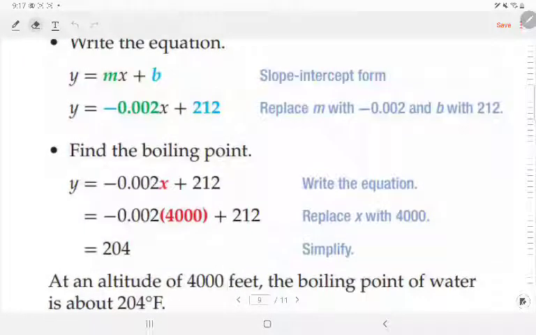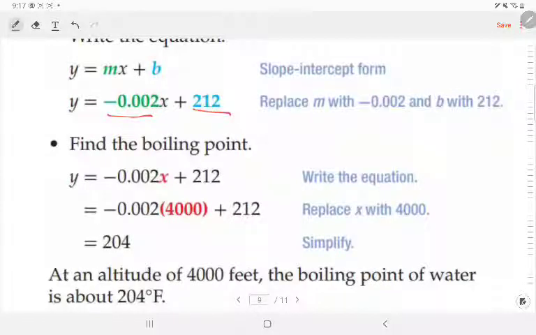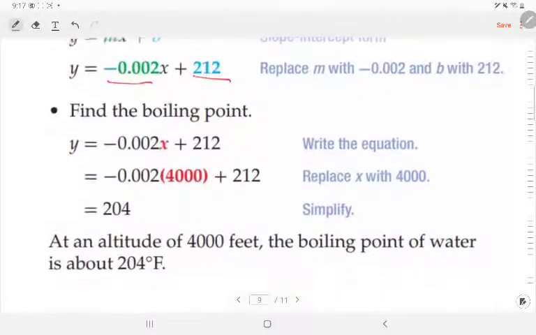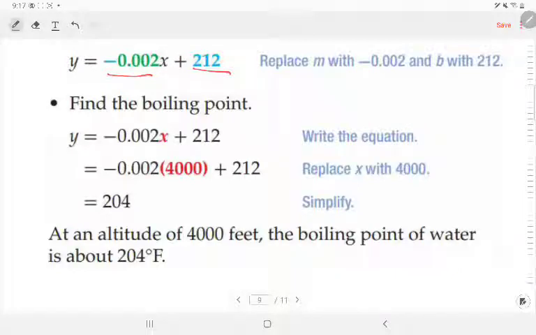So we write an equation. We know what the slope is now, and we know what the y-intercept is, so we just plug those in. Then it says find the boiling point at 4,000 feet. Well, we plug 4,000 in for the x, and we solve. You could leave the slope as a fraction or a decimal, you're going to get the same answer, and that's going to give you 204. So at an altitude of 4,000 feet, the boiling point of water is about 204 degrees Fahrenheit.